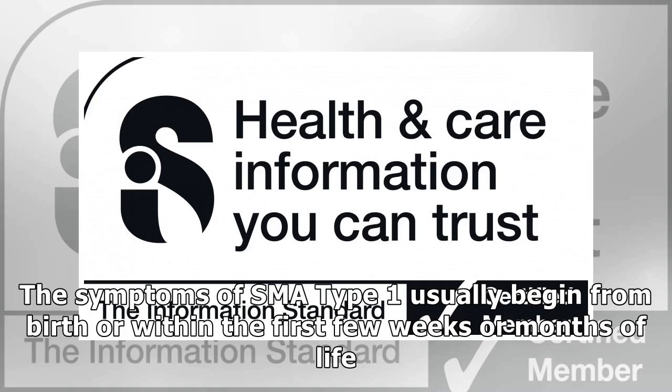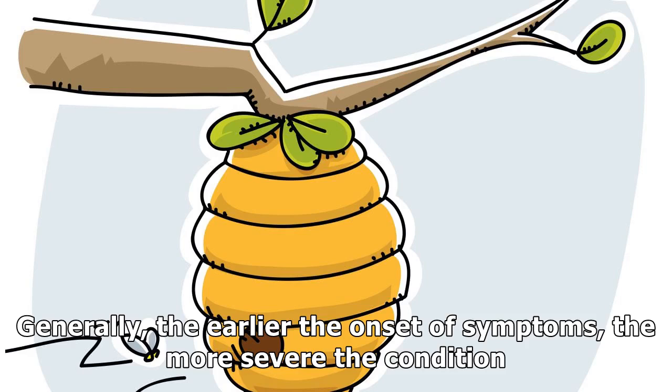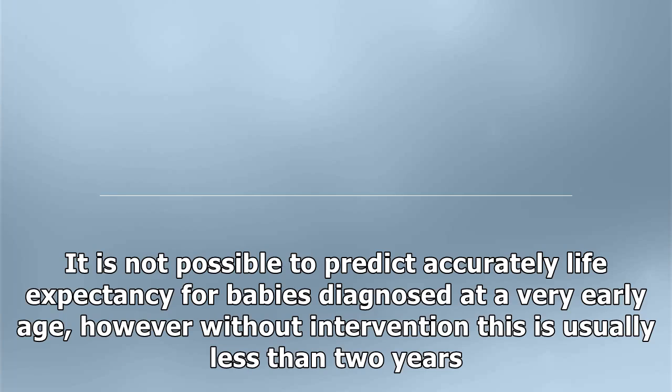The symptoms of SMA type 1 usually begin from birth or within the first few weeks or months of life. Sometimes SMA can affect babies even before birth, and mothers may remember that their baby had become less active towards the end of their pregnancy. Generally, the earlier the onset of symptoms, the more severe the condition. Sadly, SMA type 1 is a life-limiting condition. It is not possible to predict accurately life expectancy for babies diagnosed at a very early age. However, without intervention, this is usually less than 2 years.